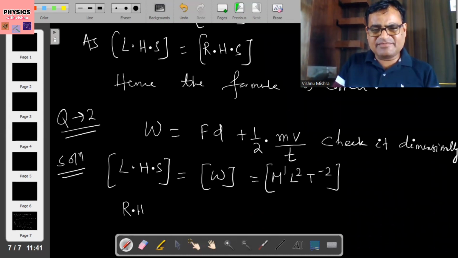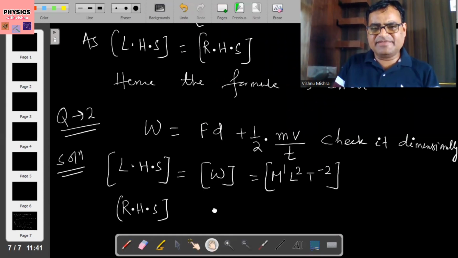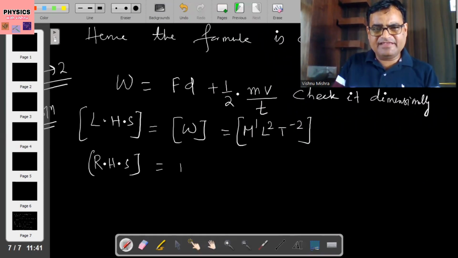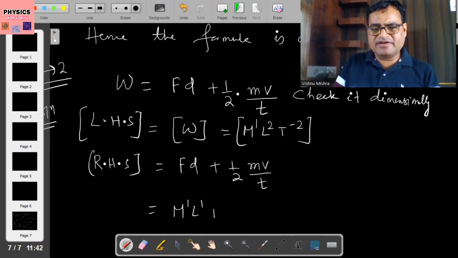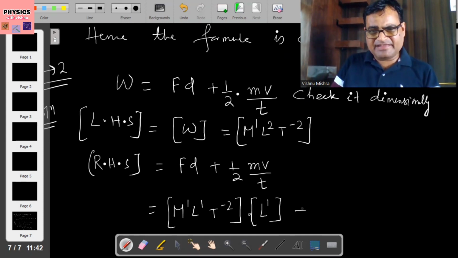Now what is the RHS dimension? Right hand side is FD plus half MB by T. Now what is the dimension of force? Dimension of force is M1 L1 T minus 2. Distance is L1. There will be no dimension of half, so don't write this half. Next is your mass, M1. Velocity is L1 T minus 1 divided by T1.